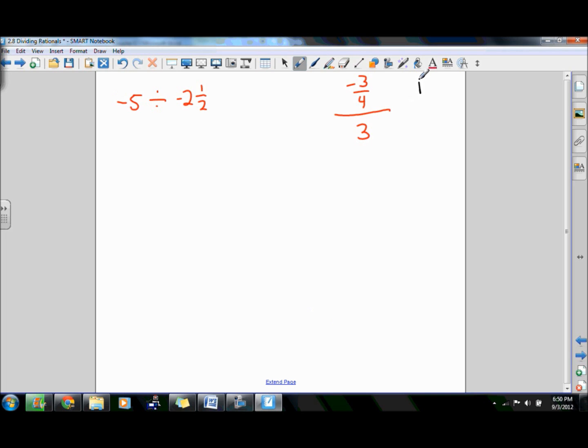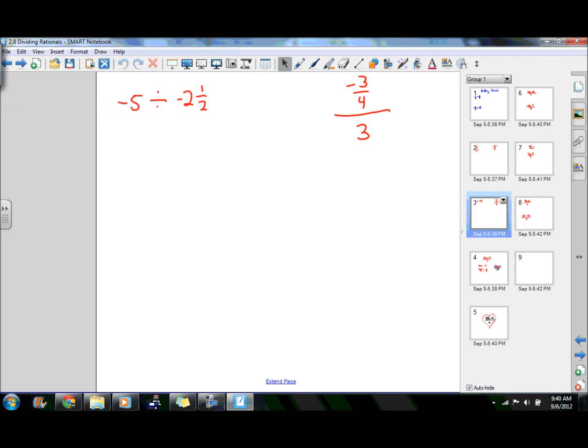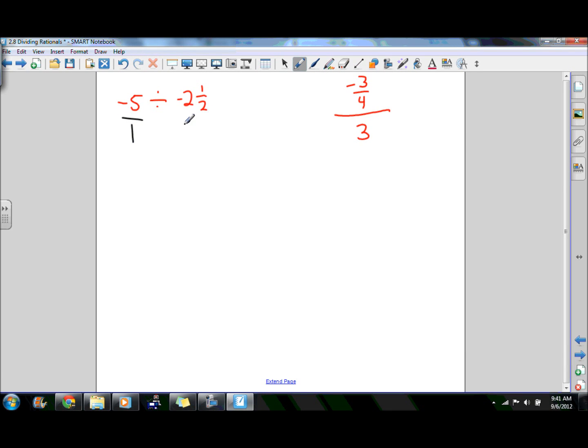Would like you to try these on your own. Okay, we're back. For this problem, put the 1 on the bottom, turn this into negative 5 over 2, and then we are going to go negative 5 over 1 times 2 over negative 5, which gives us negative 10 over 5, which gives us the answer of negative 2.